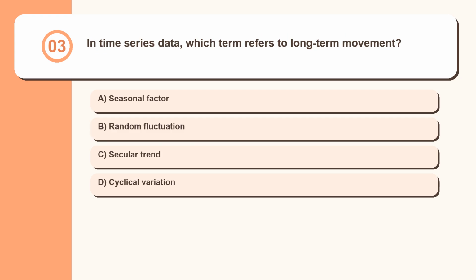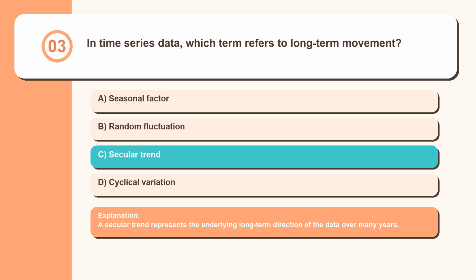Question 3. In time series data, which term refers to long-term movement? Seasonal factor, random fluctuation, secular trend, cyclical variation. A secular trend represents the underlying long-term direction of the data over many years.